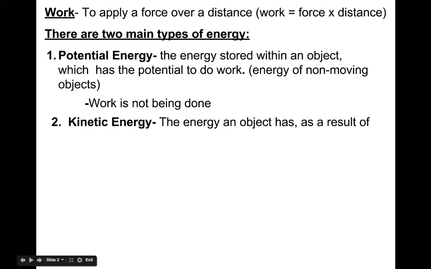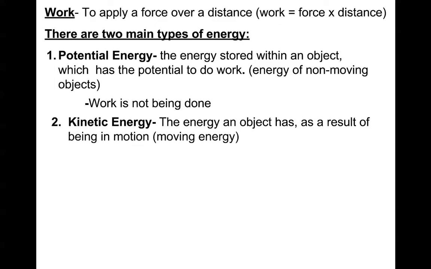The second type of energy is kinetic energy. The energy an object has as a result of being in motion. So if the object is moving, then it has energy. It depends on how much energy, or depends on how big it is, how fast it's moving. Both those variables will determine how much energy it has. And if you think about the Kinect device that you can use for your PlayStation or whatever, there's a reason why they call it the Kinect, because it's using your moving energy in order to control the gamer or the game console.